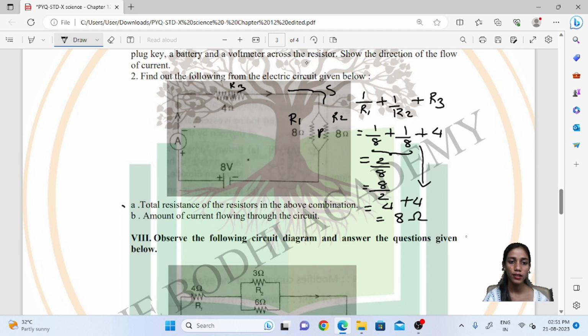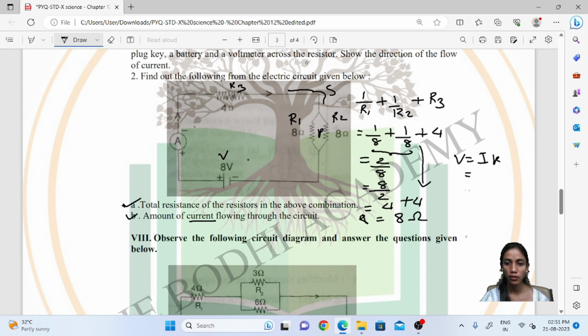Now, the next thing they have asked to find is the current flowing through the circuit. Now, how do I find the current? What do I have? I have the resistance as 8 ohms, and in the circuit I can find that I have the potential difference also. So which formula do I apply? I have to apply Ohm's law over here, which is V equals IR.